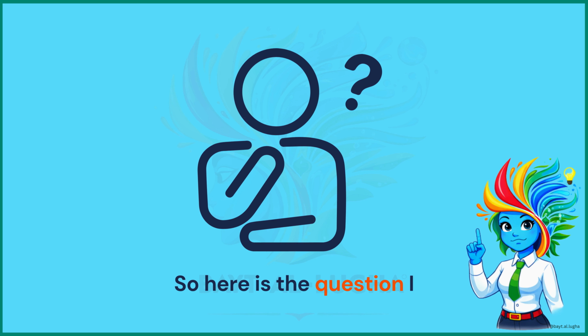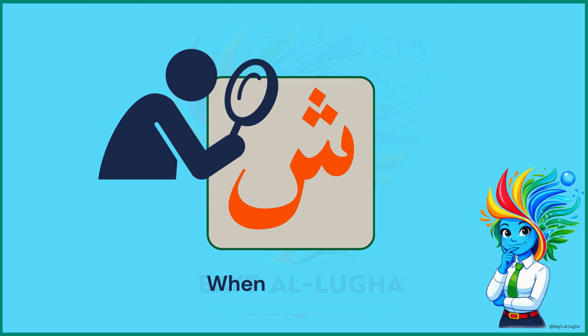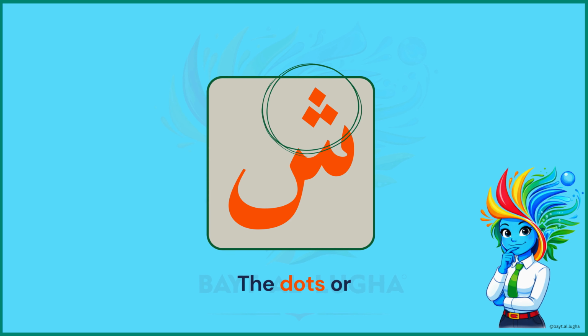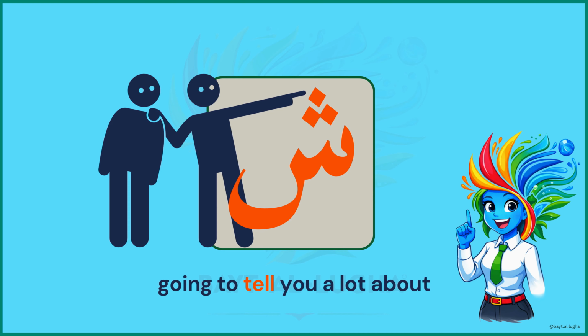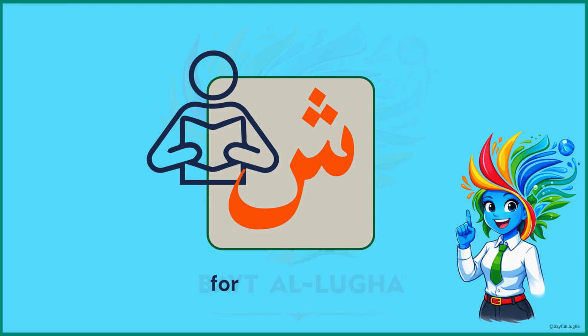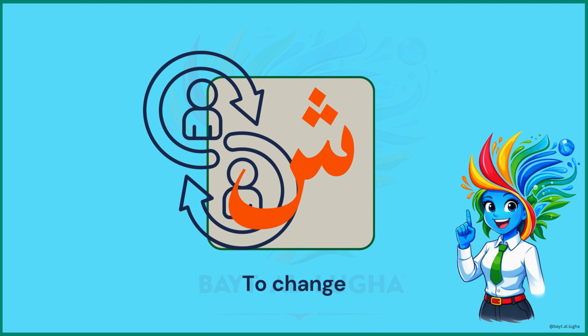So here is the question I want to leave with you, and I mean it as a real question, not as a closing line. When you looked at the letter sheen for the first time, where did your eye go to? The dots or the teeth? Because whichever one it went to is going to tell you a lot about how you are going to read Arabic for the next year. And it is worth knowing about yourself now, while it is cheap to change.